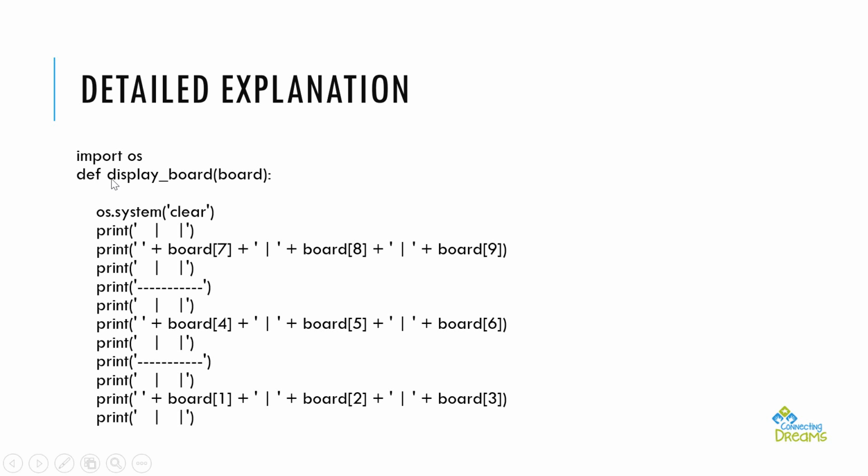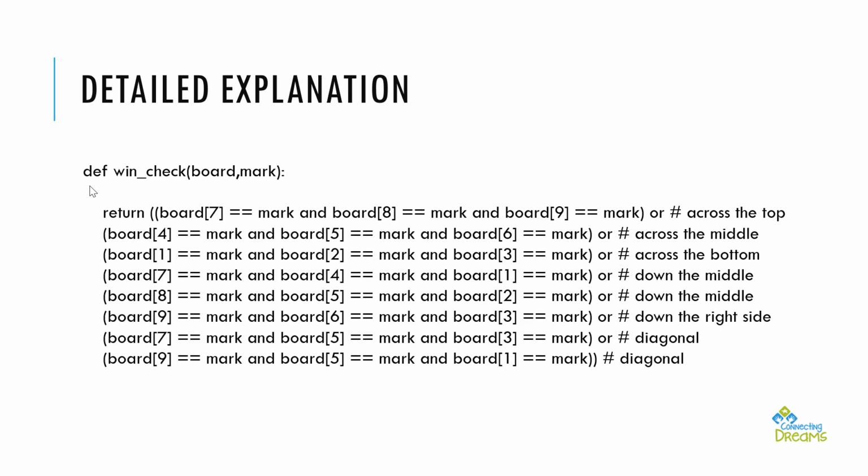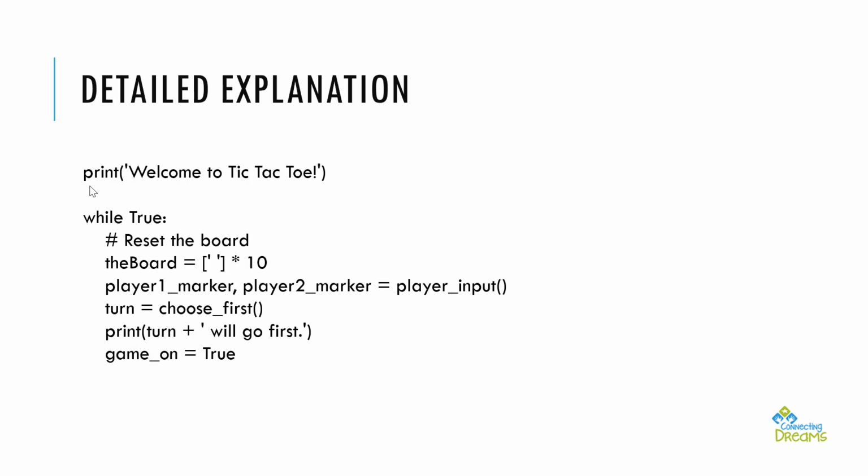Here we have a function called display_board and the argument is board. So let's first come to the main function, and from there we'll jump to these functions and understand what these functions are all about. So I'm heading towards the main function first.